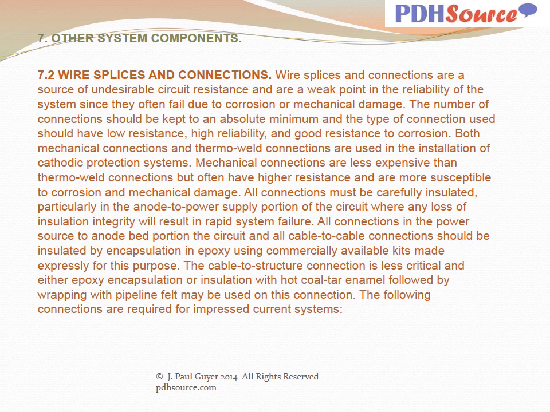The cable-to-structure connection is less critical, and either epoxy encapsulation or insulation with hot coal tar enamel followed by wrapping with pipeline felt may be used on this connection. The following connections are required for impressed current systems.